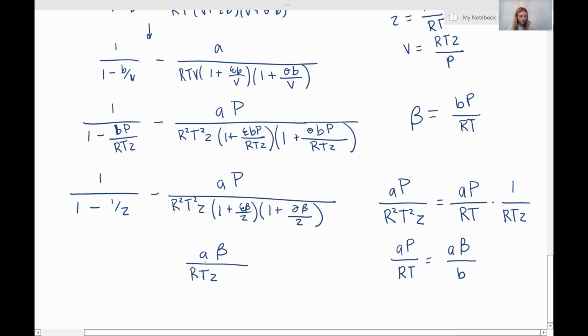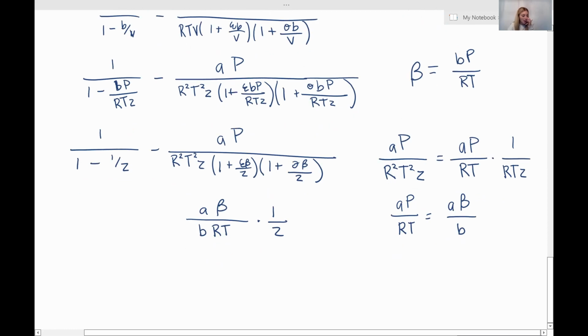And here, I'm sorry, a beta over BRT times R1 over Z. And we can simplify this down even further by substituting a new variable. We'll call it, I don't know, Q, and say that's equal to A over BRT.